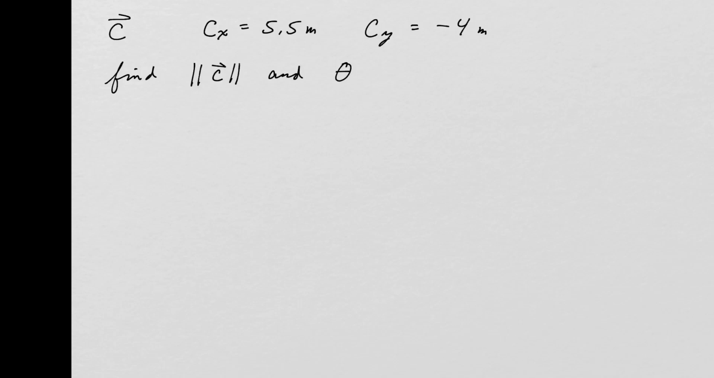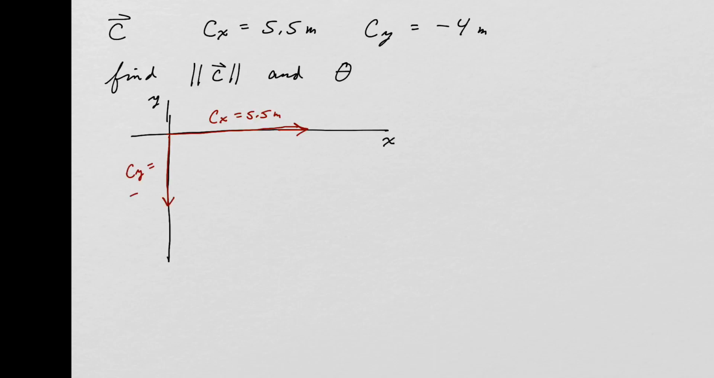Okay, so let's draw this out. Well, in order to have an x component of 5.5 and a y of -4, C must be in the fourth quadrant. Because, so think about this. If I want my x component to be, let's say that's 5.5, so Cx is equal to 5.5 meters, and then Cy is -4, then that means the actual vector must have been this vector.